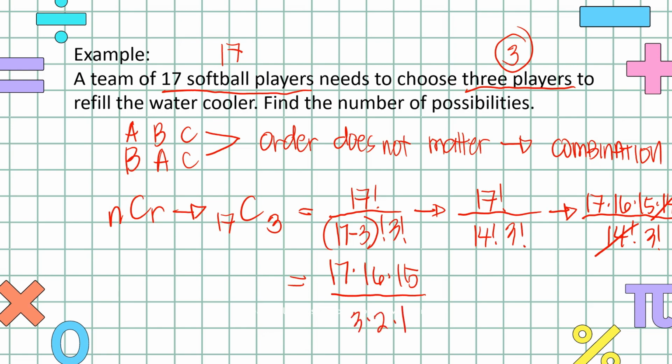And we can cancel the 3 here in 15, and 15 will be left with 5. And 2 can be cancelled from 16, and 16 will become 8. Now, to get our final answer, we will be left with 17 times 8 times 5, and that is 680. That is 680, and 680 will be our final answer.